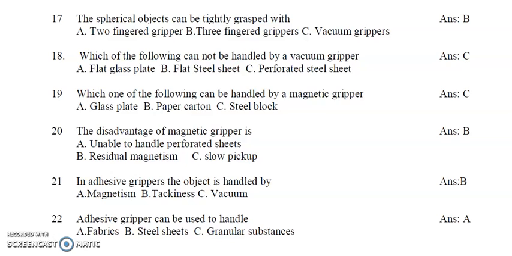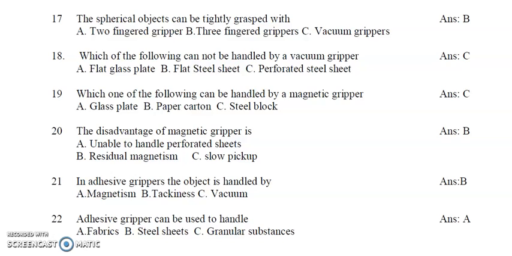Question number 19. Which one of the following can be handled by a magnetic gripper? A, glass plate, B, paper cotton, C, steel block. So a magnetic gripper can handle only ferromagnetic materials. Glass plate and paper cotton are not ferromagnetic materials. So the answer is C, steel block.